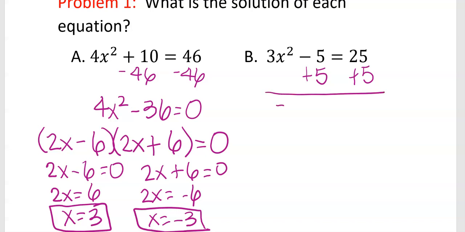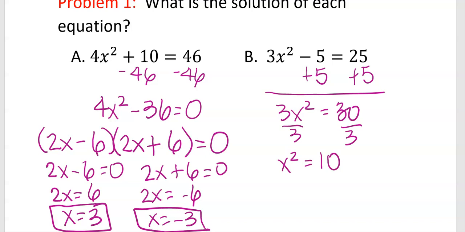So for this one, we get 3x squared equals 30. Then what do you do? Divide by 3. So we get x squared equals 10. Then what? Square root both sides. But how many answers do you have? 2. Plus and minus. It is plus or minus.